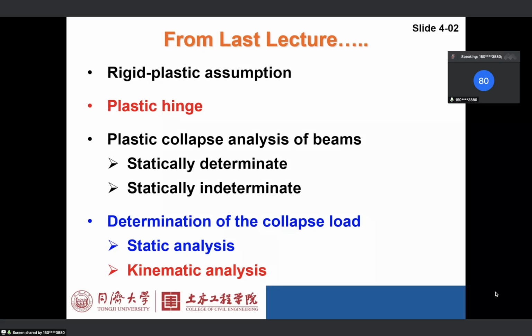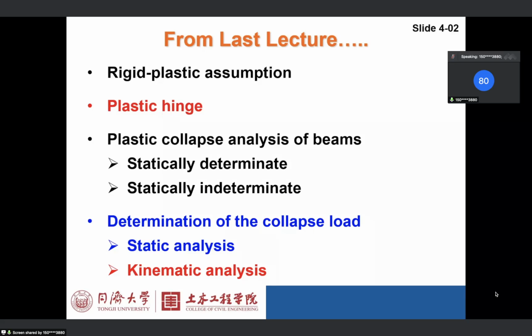Actually, you can imagine, if you choose the right location of plastic hinges, you can still use kinematic analysis. Even if you choose the wrong one, you can still use kinematic analysis, and you will get some upper or lower bound results, and then make some adjustment, and then you will get the final results. I'm going to discuss these in detail later on.